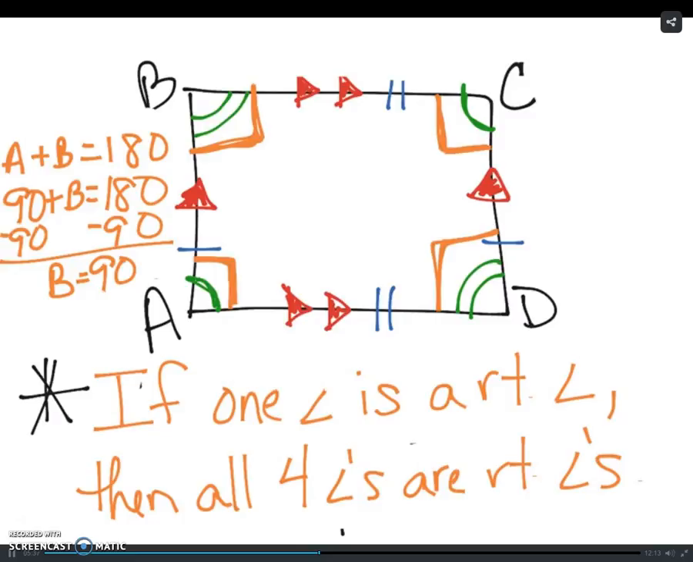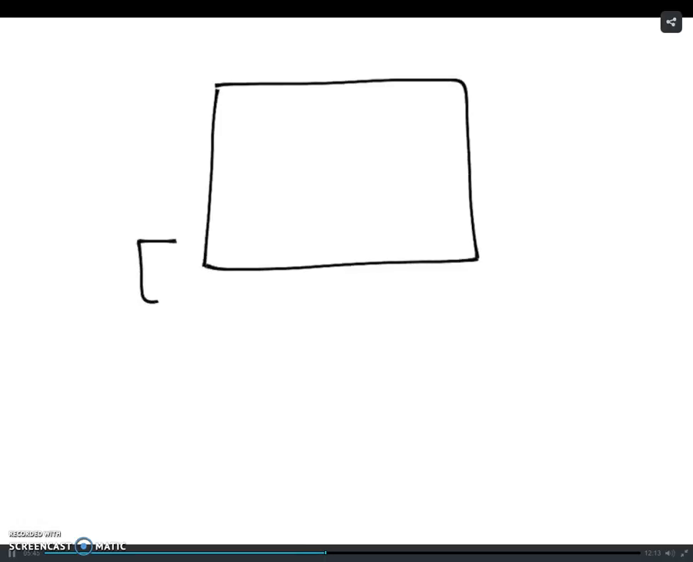Okay. We have two more facts. I'm actually going to draw us a fresh parallelogram here. And so let's go ahead and give this one a new name. We'll call it E, F, G, H. And on this parallelogram, we're talking about diagonals.